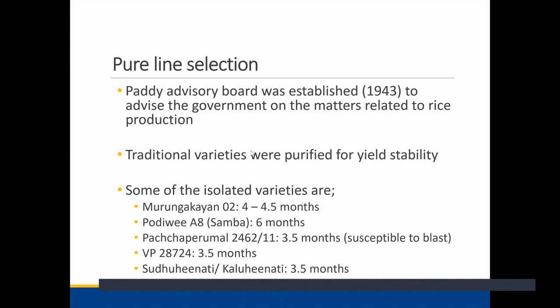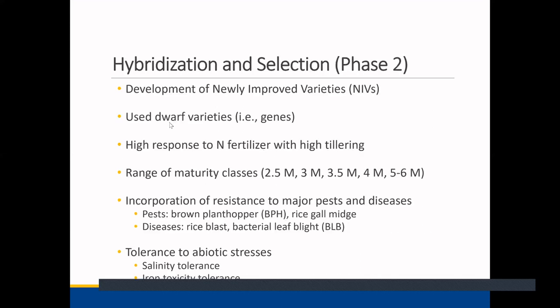High response to nitrogen fertilizer with high tillering, because they are short varieties, they can increase their photosynthesis, so they can demand more nitrogen, right? And then a range of maturity classes from 2.5 months to 5 and 6 month varieties were developed, but most of the varieties are around 3 and 3.5 months, right?